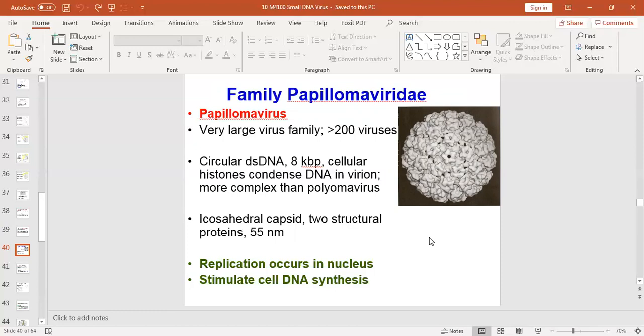The Papillomaviridae family of viruses are a little bit more complex than polyomavirus. We'll talk about them. These have an icosahedral capsid, with 2 structural proteins as opposed to the 3 that we saw in polyomavirus, and the size is slightly bigger, 55 nanometers. Similar to polyomavirus, papillomaviruses replicate in the host cell nucleus, and this process also triggers host cell DNA synthesis.